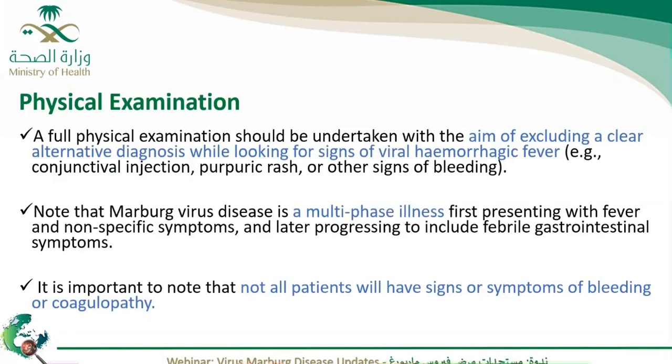Regarding physical examination, a full physical examination should be undertaken with the aim of excluding a clear alternative diagnosis while looking for signs of viral hemorrhagic fever, like conjunctival injection, purpuric rash, or other signs of bleeding. Note that Marburg virus disease is a multi-phase illness, first presenting with fever and non-specific symptoms, and later progressing to include febrile gastrointestinal symptoms. It is very important to note that not all patients will have signs or symptoms of bleeding or coagulopathy.